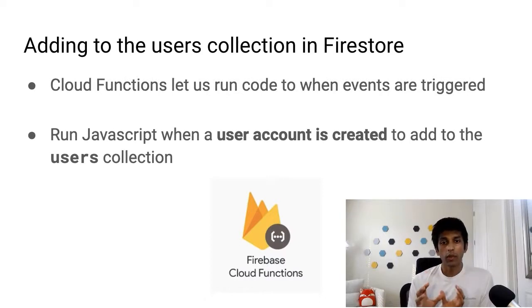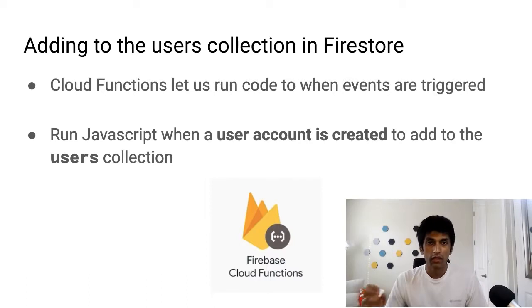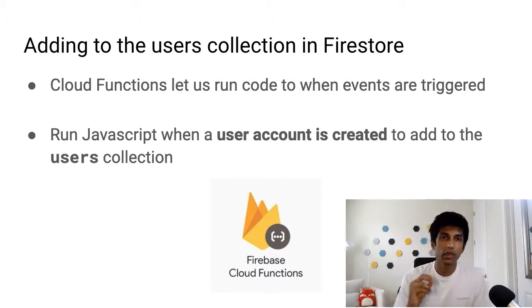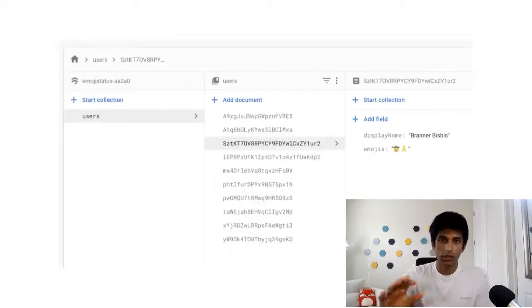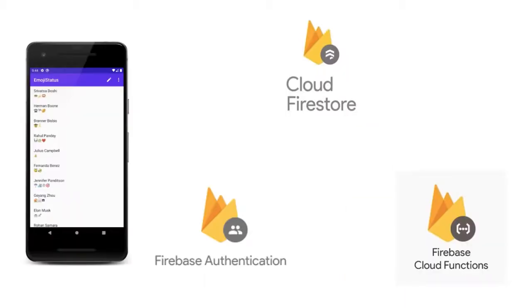And so this is where Firebase Cloud Functions comes in. As soon as Firebase Authentication tells us that a new user has been created, then we want to trigger a Cloud Function to run to automatically add another document to the user collection. So in general, Cloud Functions allow us to run code when certain events are triggered. And so in our application, we're going to be running some JavaScript code when the user account is created, and that is what is going to be adding to the user's collection with some default emoji status, which the user can then update. So hopefully now this architecture diagram makes more sense.